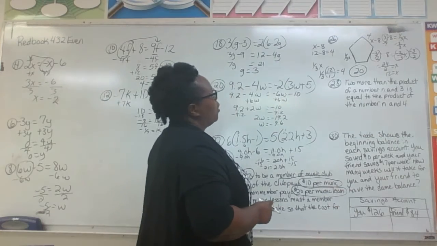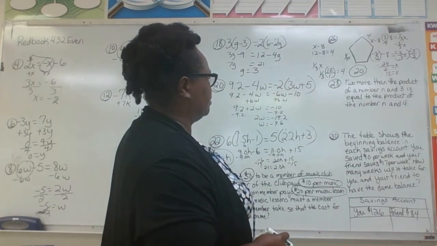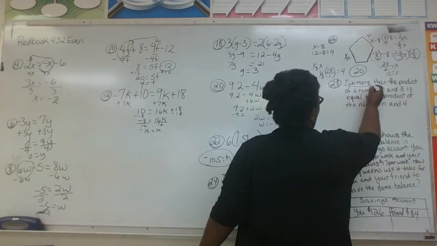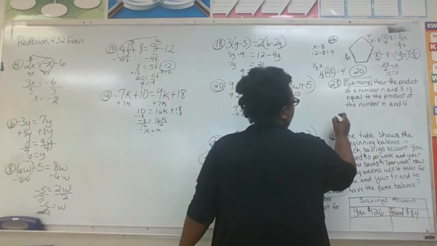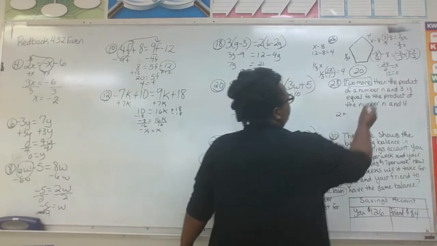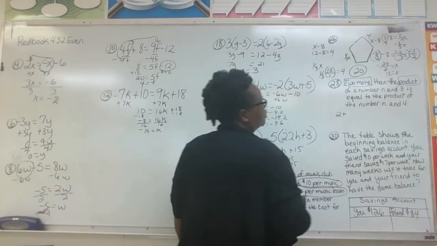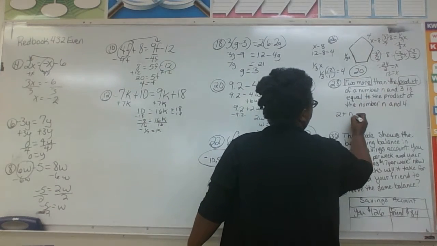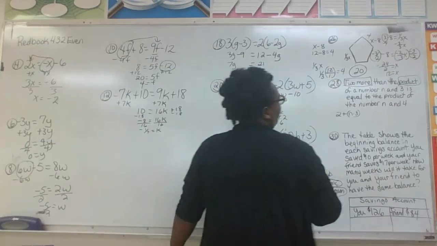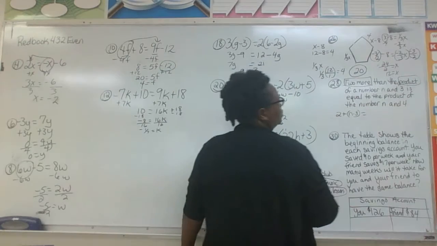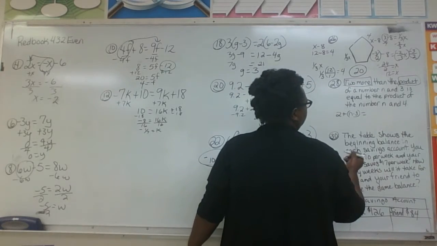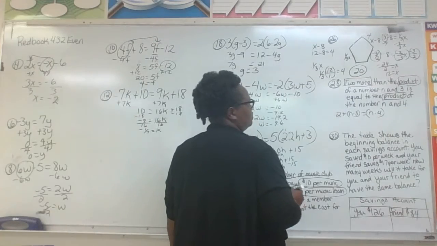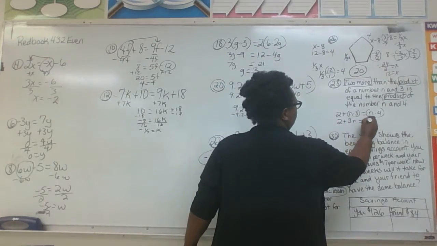Running out of time. 2 more than the product of the number n and 3 is equal to the product of the number n and 4. So let's take a look at it again. 2 more is 2 plus. Then the product means something is being multiplied. Then the product of a number n and 3, times 3, is equal to the product, once again, means something is being multiplied, of a number n and 4. So that should be written 2 plus 3n equals 4n.